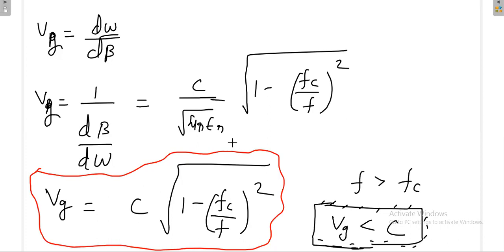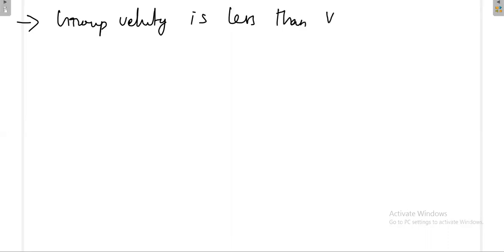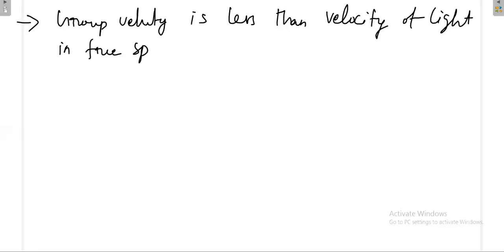Then from phase velocity and group velocity, what is the significance of the group velocity? The group velocity is less than the velocity of light in free space, because this group velocity gives you the real movement of the energy.